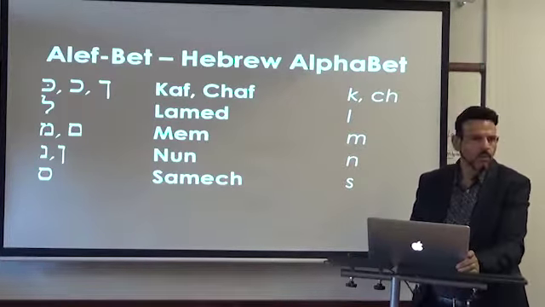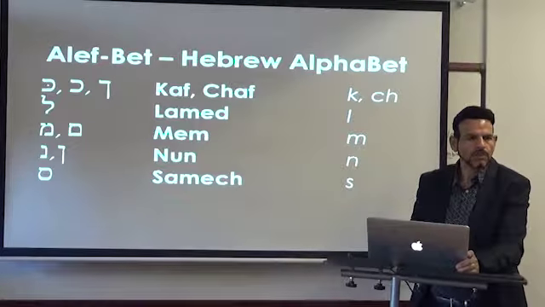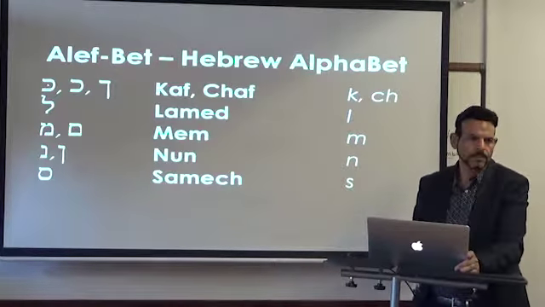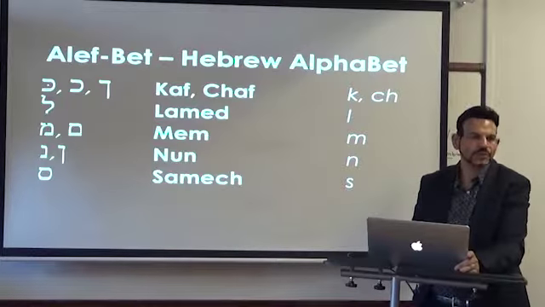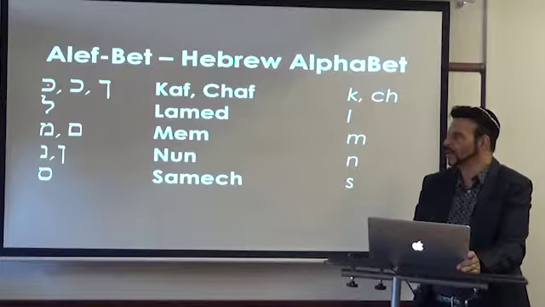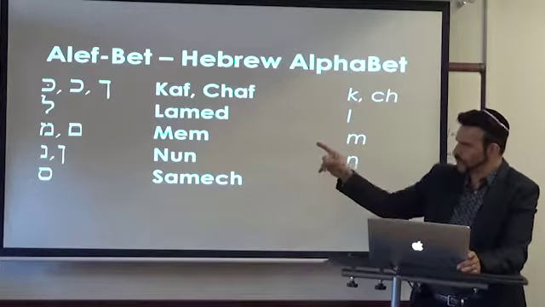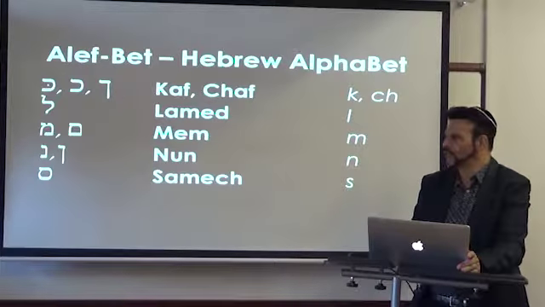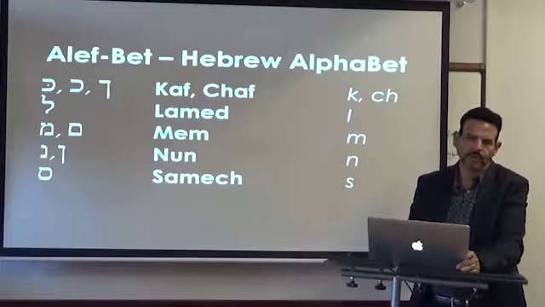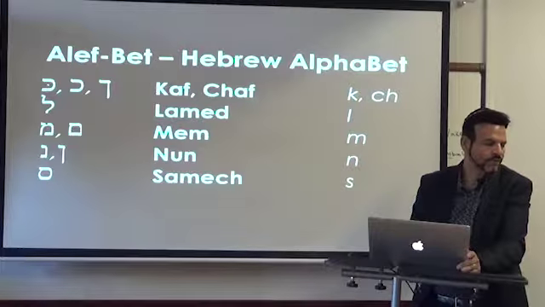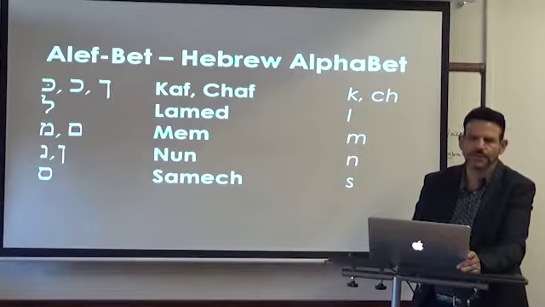What does it do at the end? I don't understand. What does it do at the end? It changes form. Are you talking about suffixes, right? We're talking about sofit. So mem sofit, mem, it looks like the first form. At the end of a word, it always looks like the second form. Sofit just means ending. There are 5 letters that change their look at the end of a word. But it only changes look, it doesn't change sound.